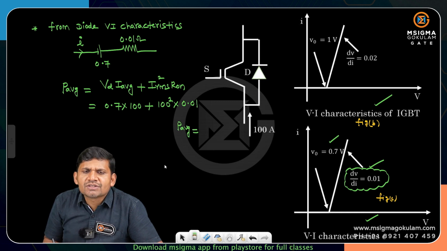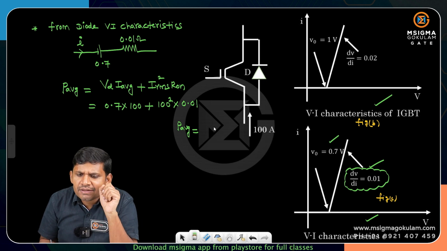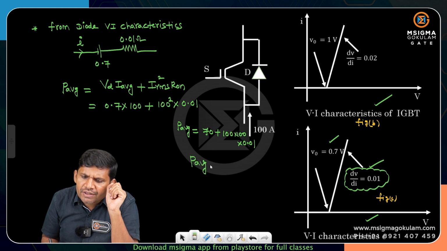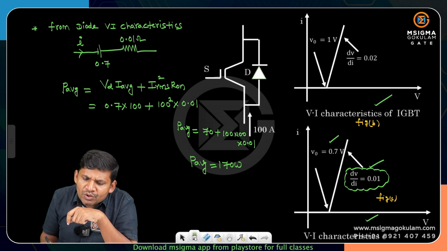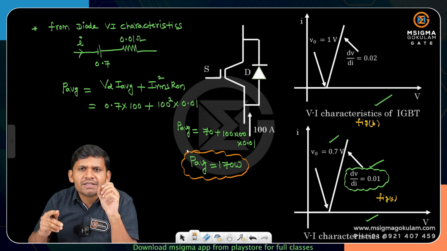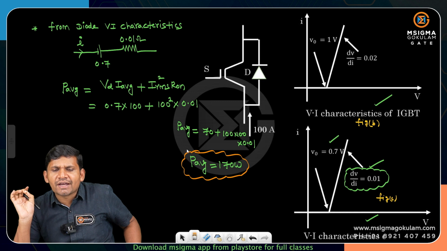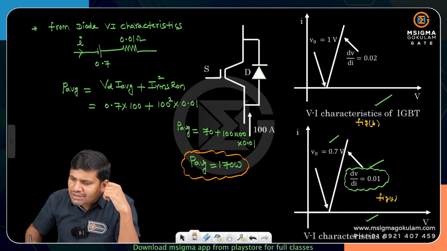Then you simplify this one. What are the average conduction losses you can get? This is 0.7 into 100, na? This is 70 plus 100 into 100 into 0.01. Then what are the average conduction losses, students? We get 100 plus 70, that is 170. It is not a model, it is directly a GATE question, students. It is a 2 marks question asked in the GATE exam. The average conduction losses are equal to 170 watts. Clear? Okay, like this you can calculate the conduction losses in a device.